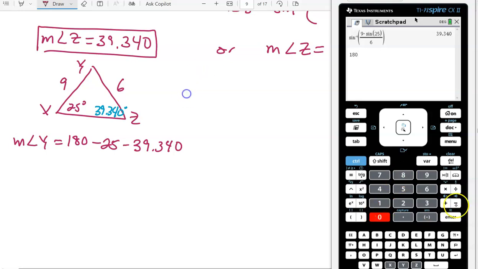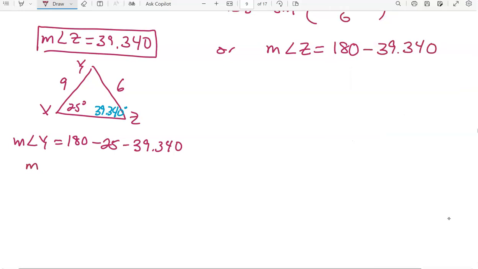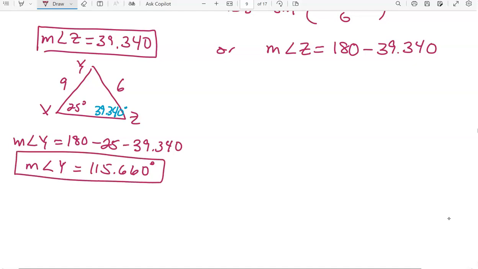So 180 minus 25 minus, and you could use the answer feature here if you want, or you can cursor up and grab that 39.340. When you do so, it'll bring all the decimal places with it. So that gives us 115.660. Degree symbol if you like. I'm going to box that. I'm also going to write it into my diagram so that we can investigate it for seeing if this answer makes sense. And we have one thing left to find, and that would be the side opposite angle Y.